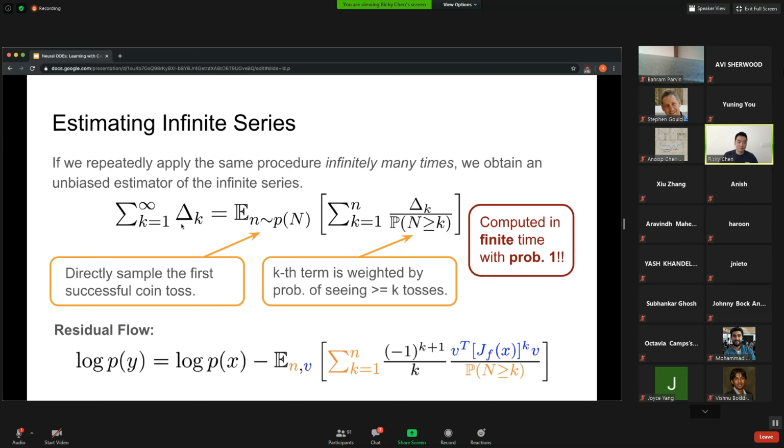So this unbiased estimator is also actually very efficient in practice. We specify p of n as a shifted geometric distribution that has an expected compute of only 4 terms. And the geometric distribution has a very light tail, so the chances of sampling a very large value of n is extremely small.